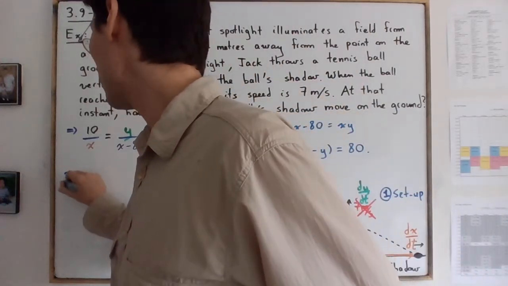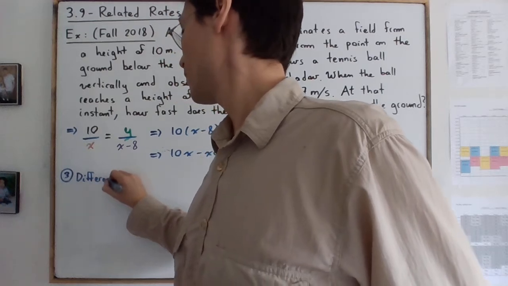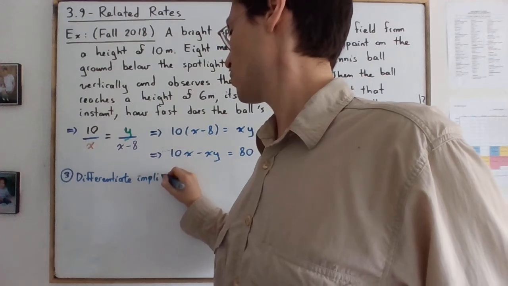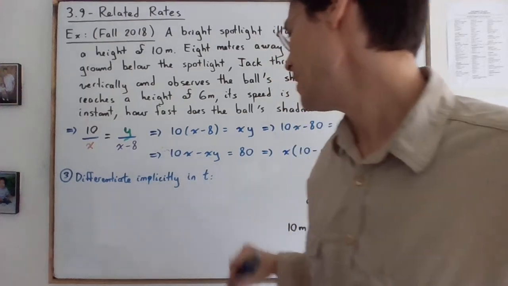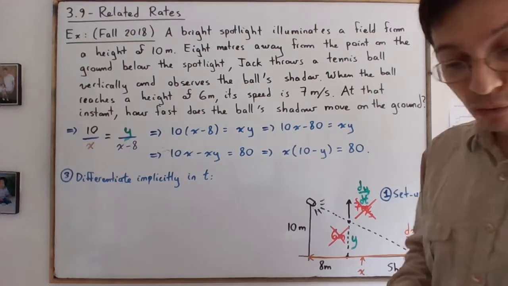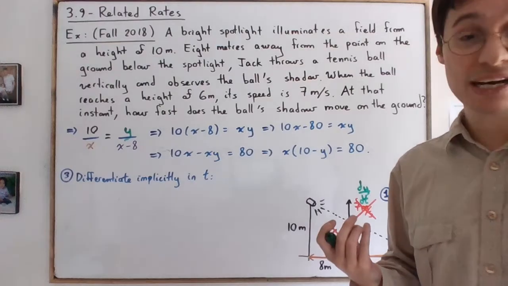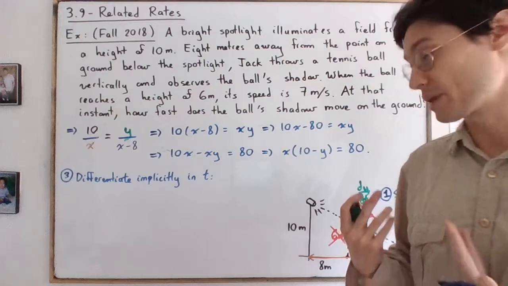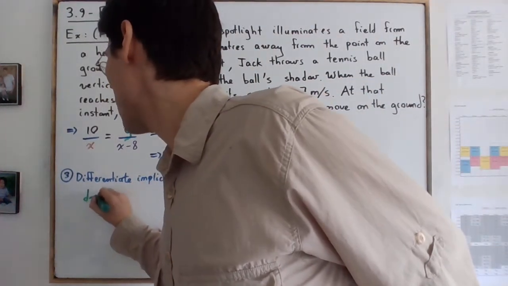And let's actually recall what step number 3 is: to differentiate implicitly in t, okay? And I would highly recommend the Leibniz notation here because you won't make any mistakes if you take it. Taking Lagrange notation is tricky because the derivative of x is not simply 1. It's going to be x prime, okay? So be careful about that. So here, the derivative of x is going to be dx over dt.